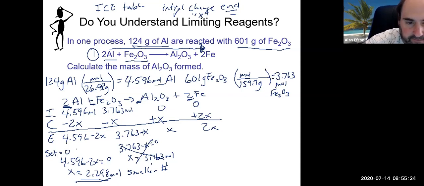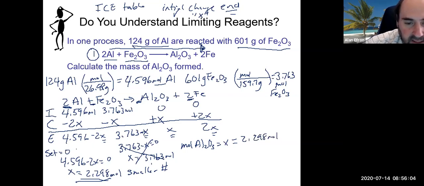And why is that important? Because that x value, if you go back to your table, is this x value, this x value, this x value, and this x value. It's every x value in that table, which means for the question, we wanted to know how many grams of aluminum oxide. We see from the ICE table here that aluminum oxide is equal to x, which means the moles of aluminum oxide equals x, which we already know.